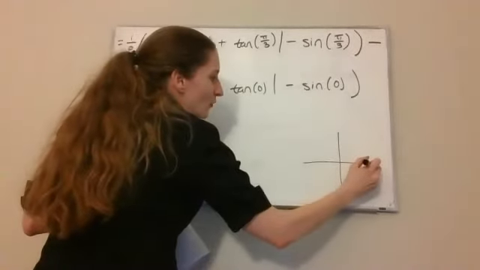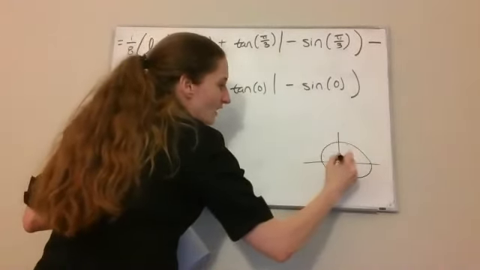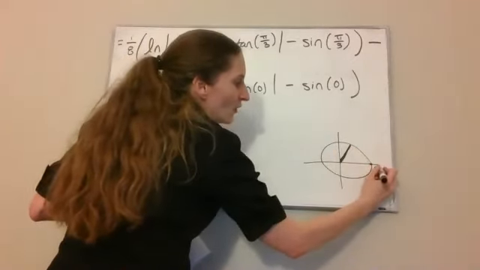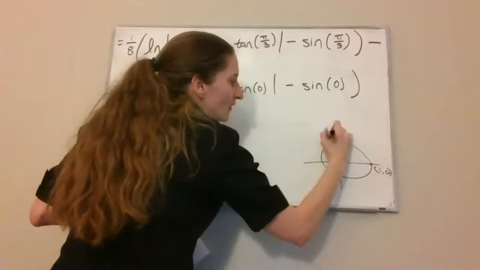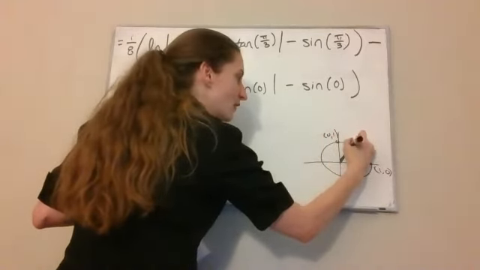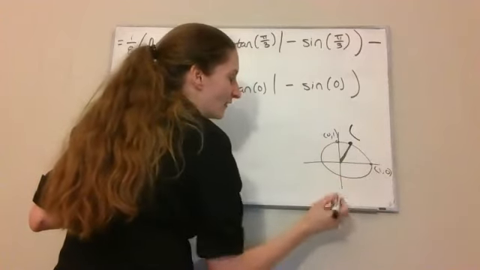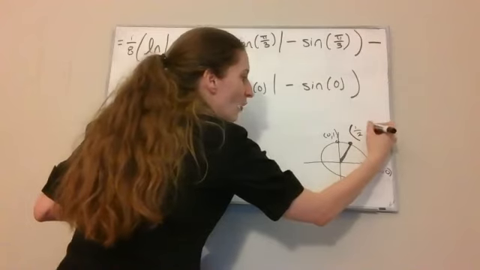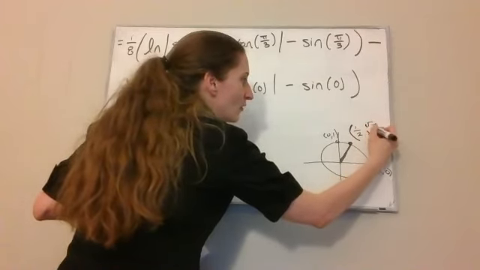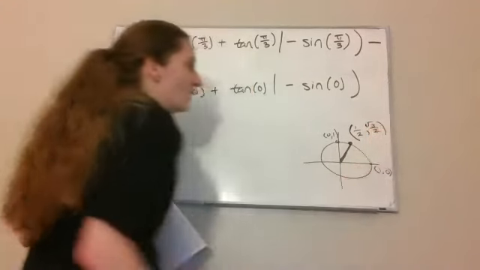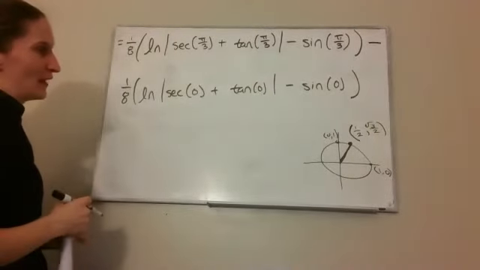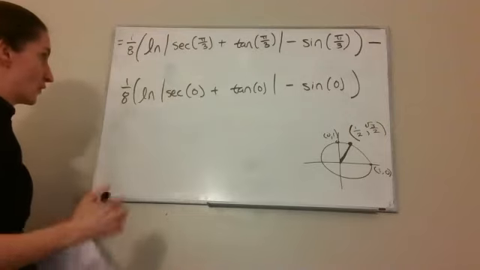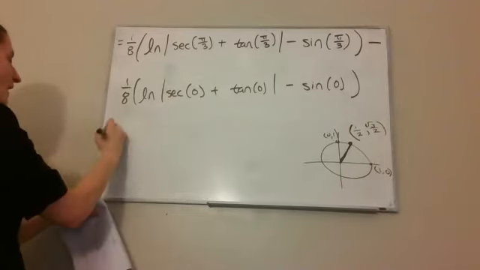So pi over 3 is talking about this angle up here. So this was the point 1, 0. This is 0, 1. So I know this point here, the x value is going to be 1 over 2, and the y value is going to be square root of 3 over 2. So cosine of pi over 3 is 1/2, and sine of pi over 3 is square root of 3 over 2. We're going to use that to simplify this.